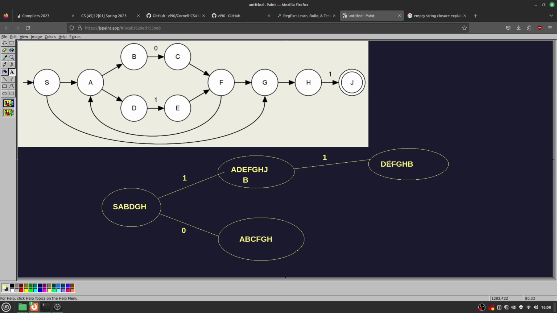We can get to G and H. D, E, F, A. So I'm going to include A in there. B is in there. So GH, yep. From E we can get to F, A, B, D, and get back to itself, obviously. But we can also get to J from E.